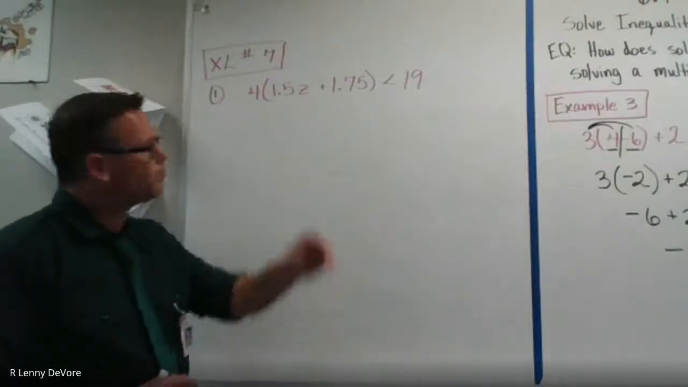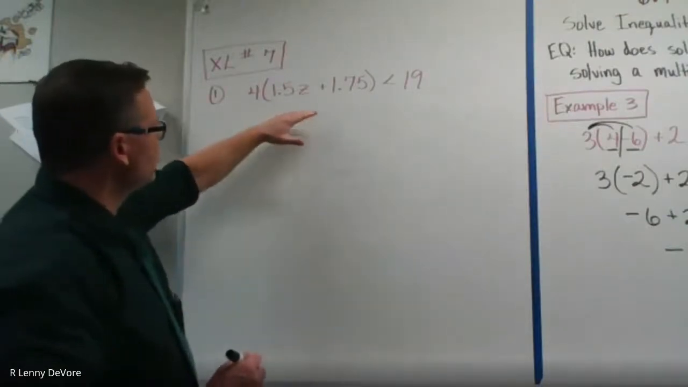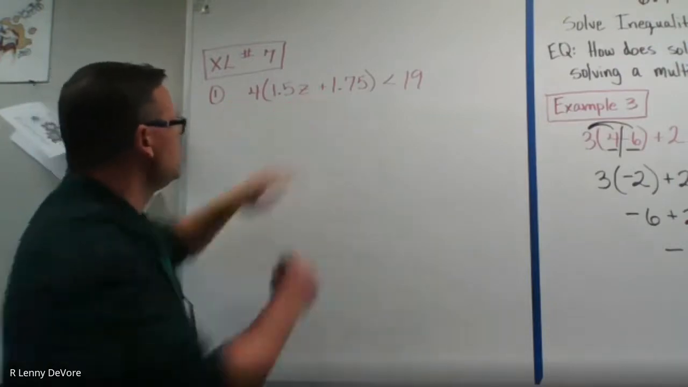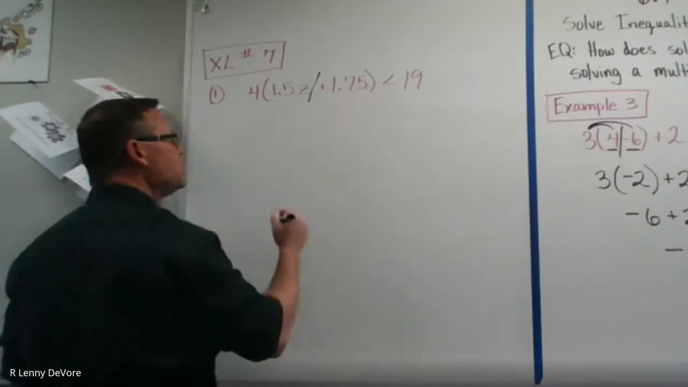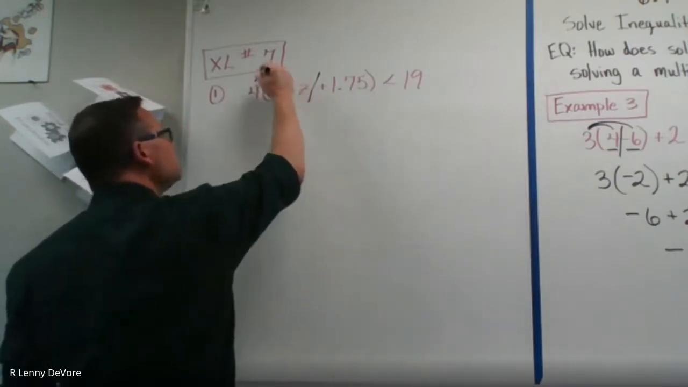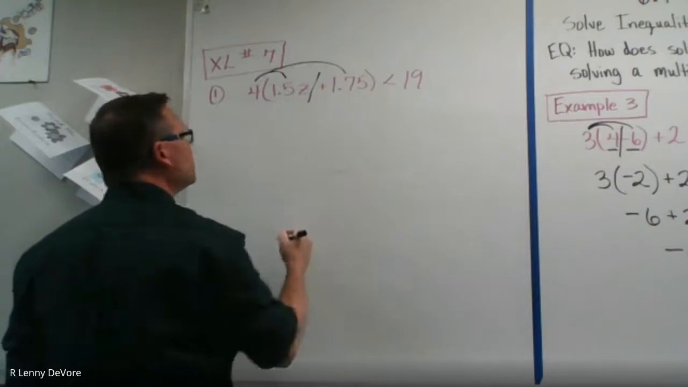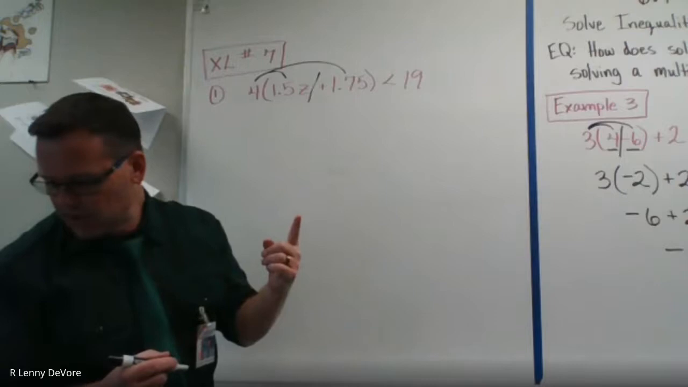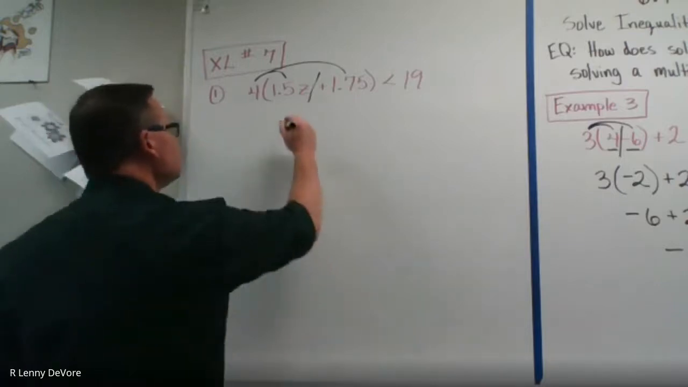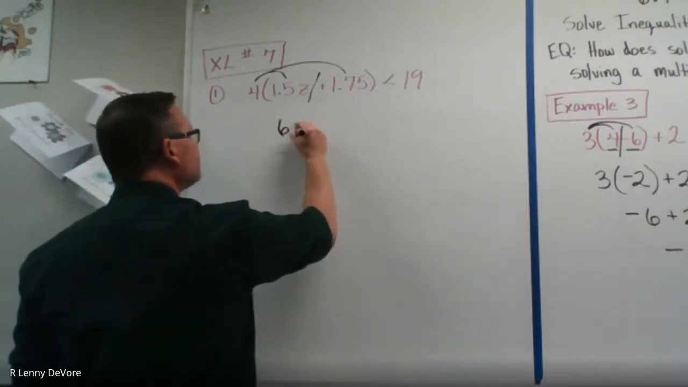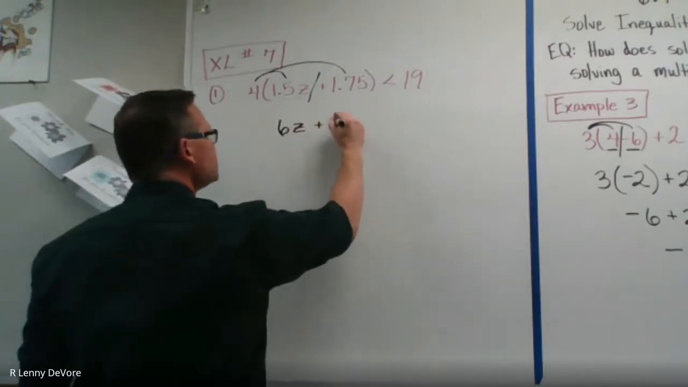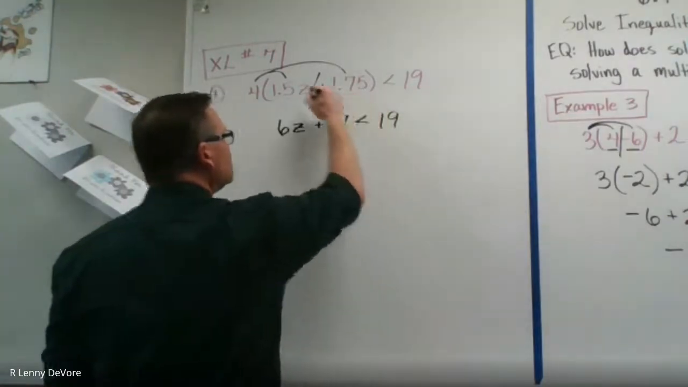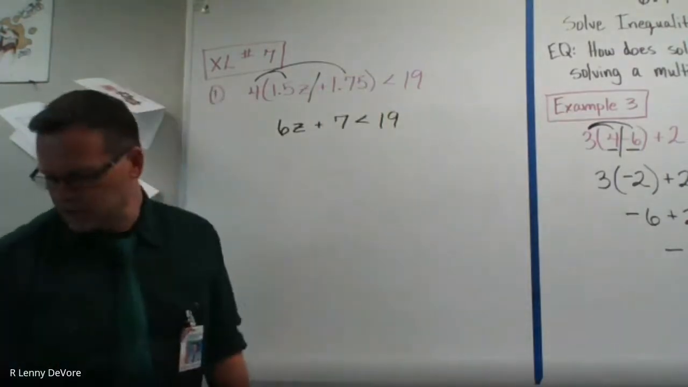Okay, so we have this part first. We're using the distributive property. There's a 4 next to the parentheses. These 2 terms cannot be combined. So I'm going to multiply this here and then multiply this here. Okay, so that's our first step. So when I multiply these, I get 6z plus 7 is less than 19. So we're multiplying the numbers. Okay, guys, do you see that?